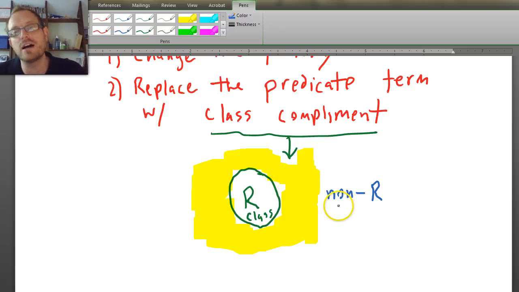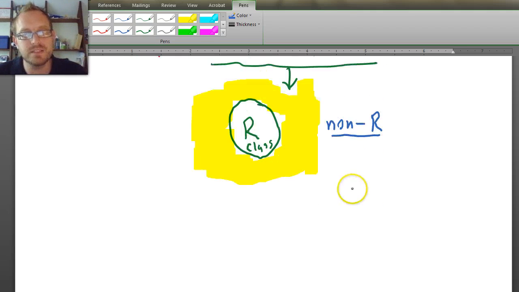And that includes a lot of things. In fact, it includes everything in the universe that's not a Republican. So the class complement is really simple. It's basically whatever it is with the non in front of it. So it's the non-Republicans. That's how you understand the class complement. So let's give an example here.